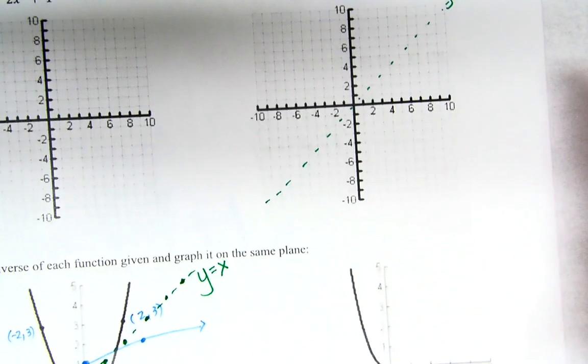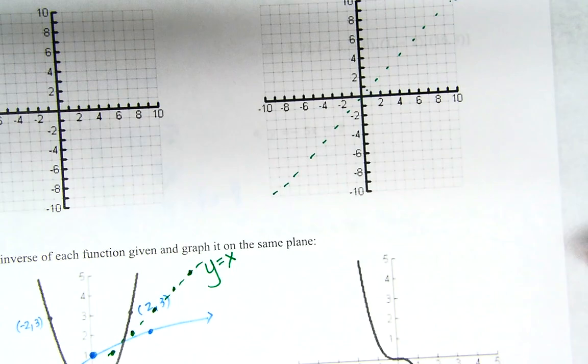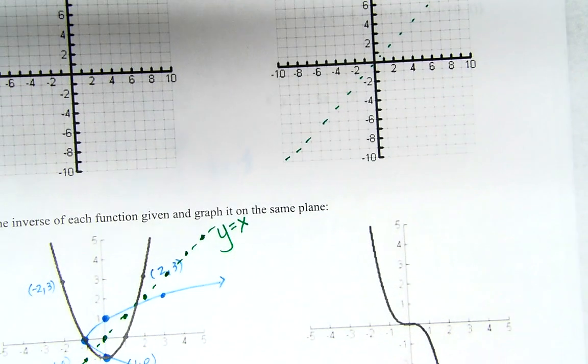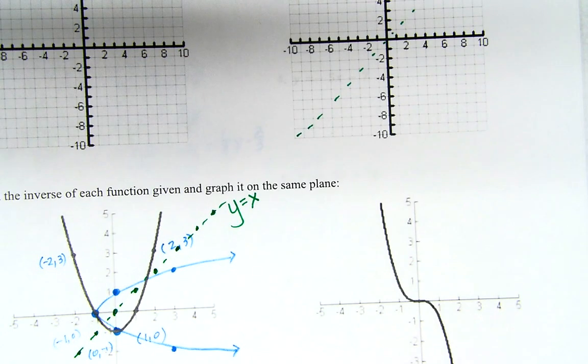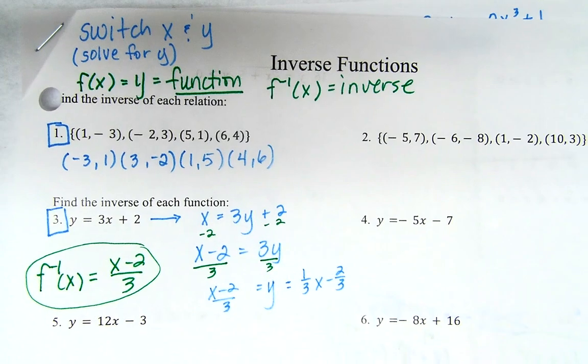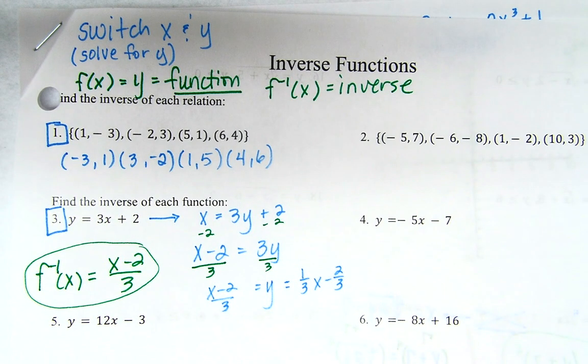Does that make sense? So on all of these graphs that you do, you're graphing also the line y equals x. Does everybody understand that? Are there any questions on how to find the inverse of a function? Tell me again, how do you find the inverse of a function? Switch x and y. Okay?